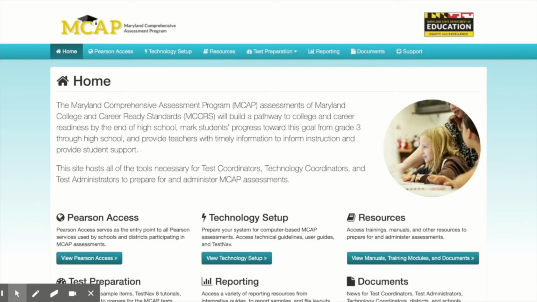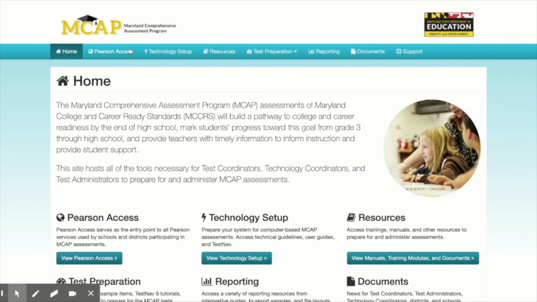So first, you're going to want to know how to access the MCAP website. You can type into your search bar MCAP, and it'll pop right up, or Maryland Comprehensive Assessment Program. Or if you type right into your URL, you can type support.mdassessments.com. Again, you can type in support.mdassessments.com. And once you're there, it's going to take you right to this page.